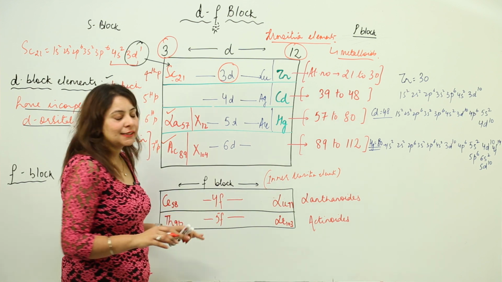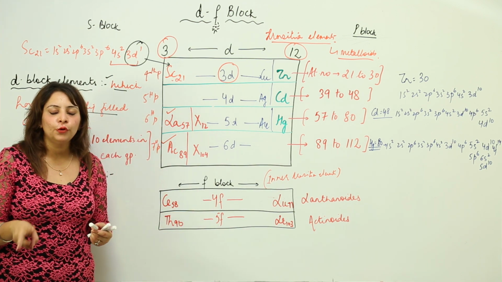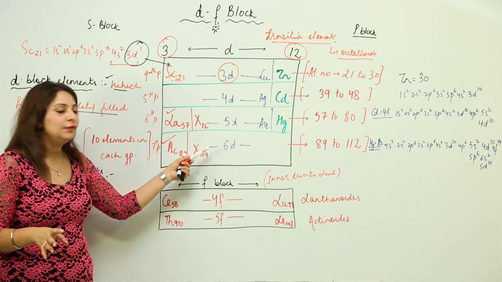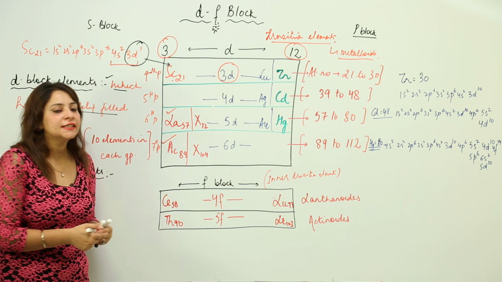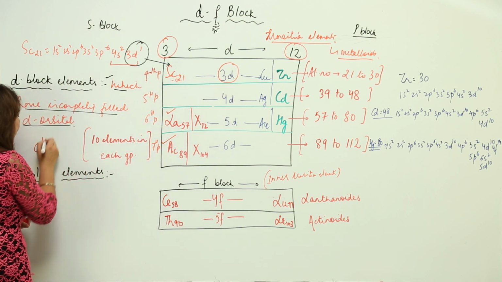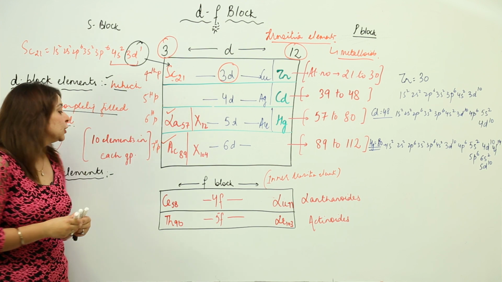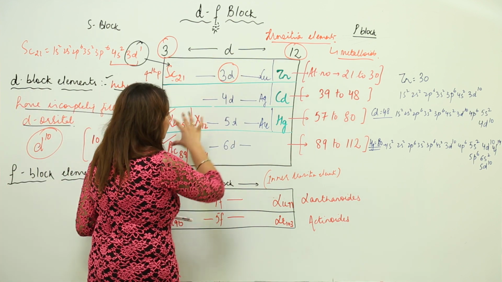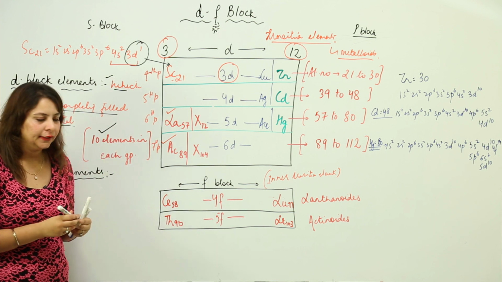So I think it's clear that in the first series we are filling the 3d orbitals, in the second we are filling 4d, in the third 5d, and in the fourth we are filling the 6d orbitals. As we know, the d orbital can accommodate a maximum of 10 electrons. That is why we see that there are 10 elements in each period.